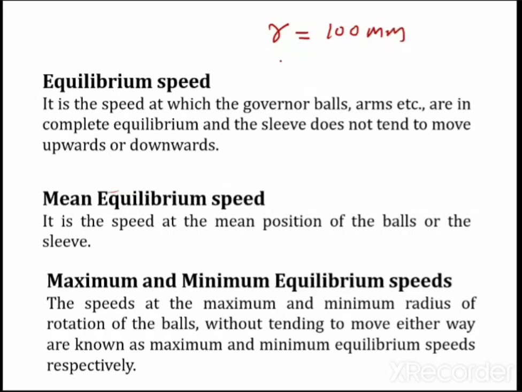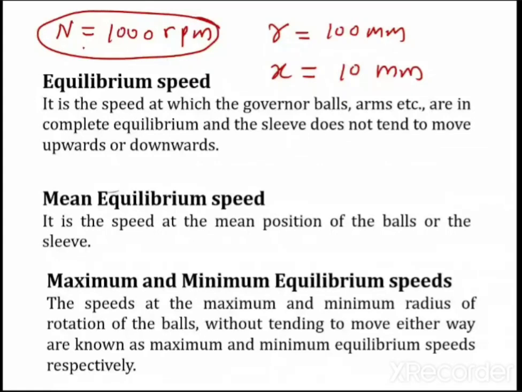And let us say the sleeve lift X is 10 mm. Now let us say your governor speed N is 1000 RPM. I want to explain when you can say that this 1000 RPM is the equilibrium speed: when R is equal to 100 mm and X is equal to 10 mm, and both terms are constant. Means what? There should not be any change in these values. Your R should neither increase nor decrease.